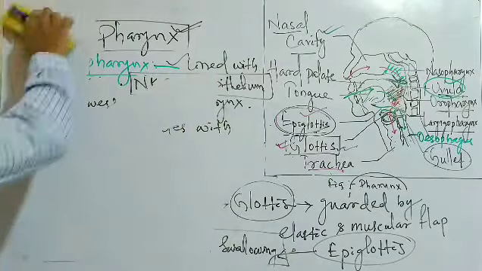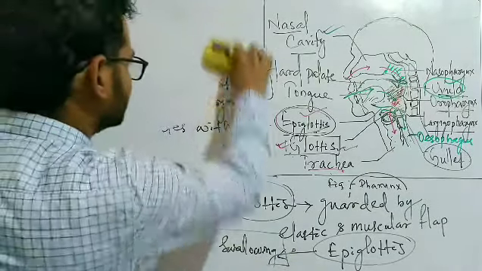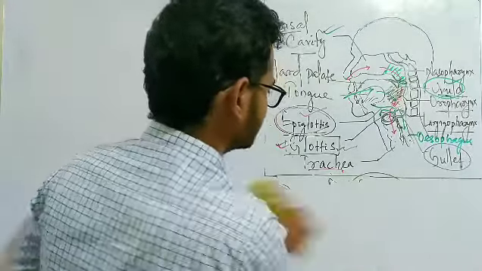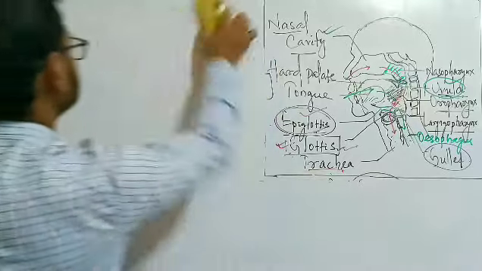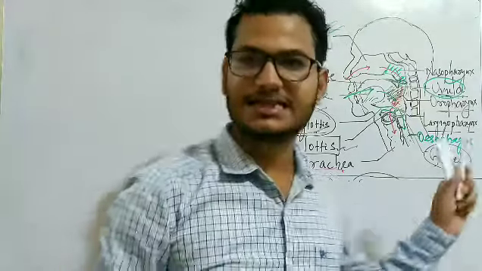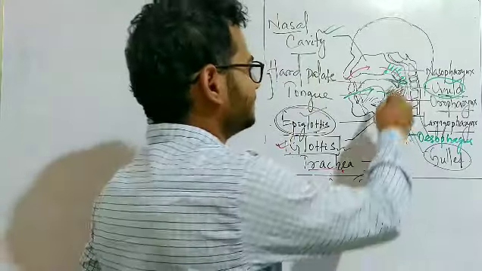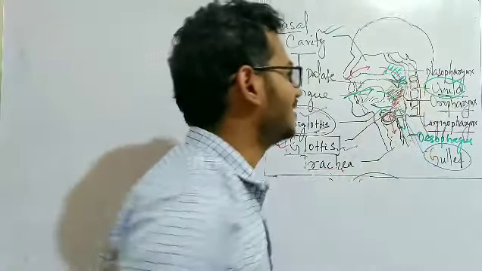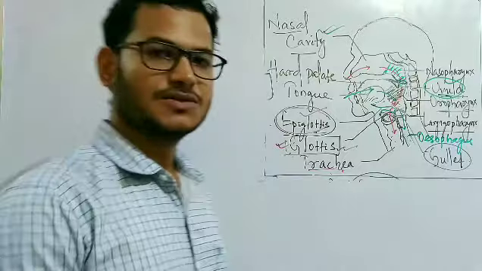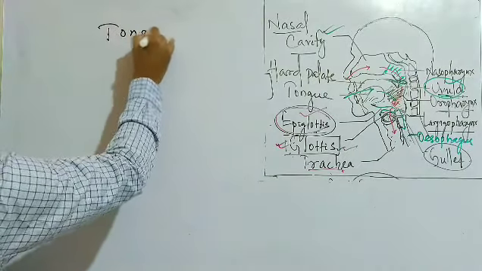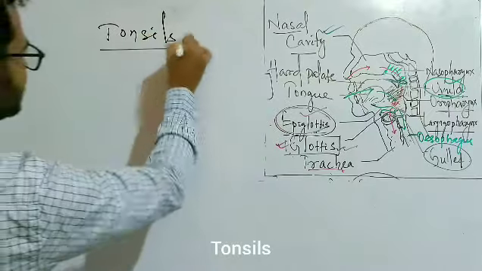So today we will learn about Waldeyer's ring and the different types of tonsils present in our body. This is the structure of the pharynx, and the tonsil, remember, is present in the pharynx, in the nasopharynx and oropharynx area. Okay, so let's learn about the tonsils.